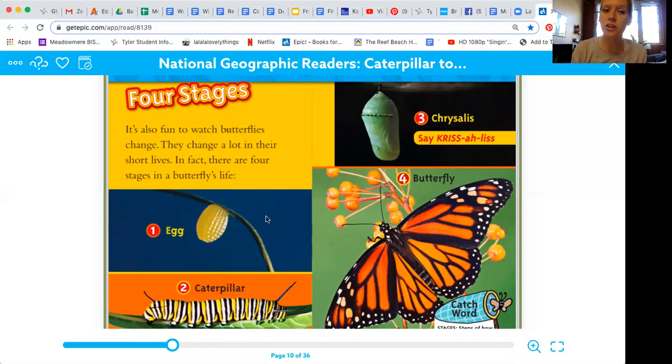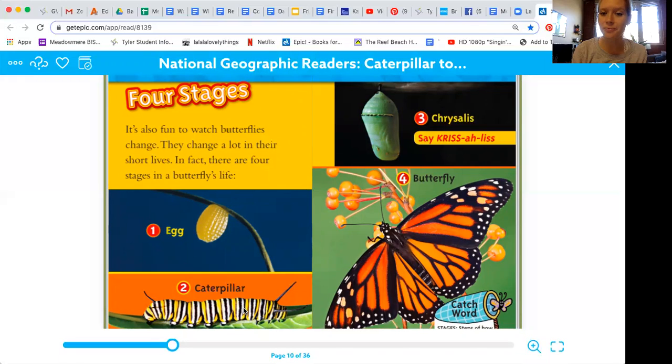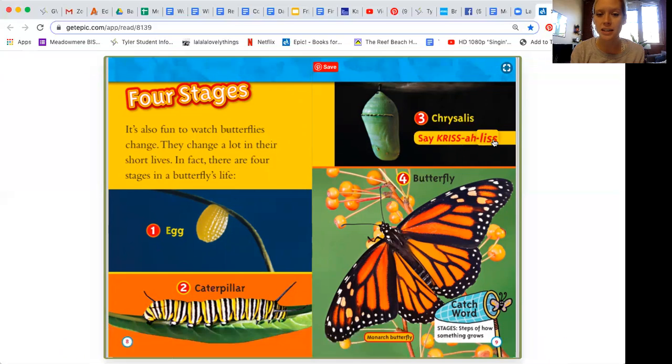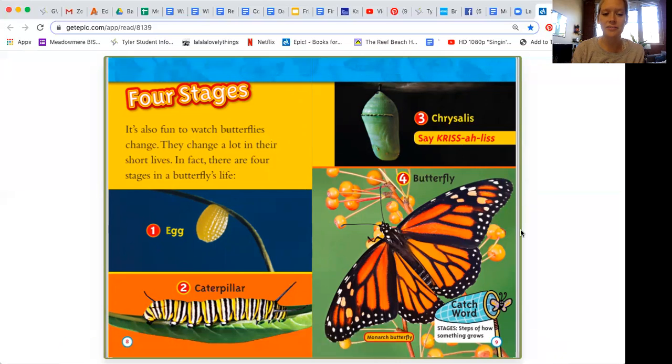So our first stage we start off with is an egg, and this is a picture of a real butterfly egg. Then it'll hatch into a caterpillar. Then it becomes a chrysalis. And they said how to pronounce it at the bottom in case we didn't know. And then it becomes a butterfly. We see monarch butterflies a lot in Missouri. This is a monarch butterfly. And then it has a label below that says monarch butterfly. And stages are steps, how something grows. So when they say stages, it just means the steps the butterfly goes through to grow.